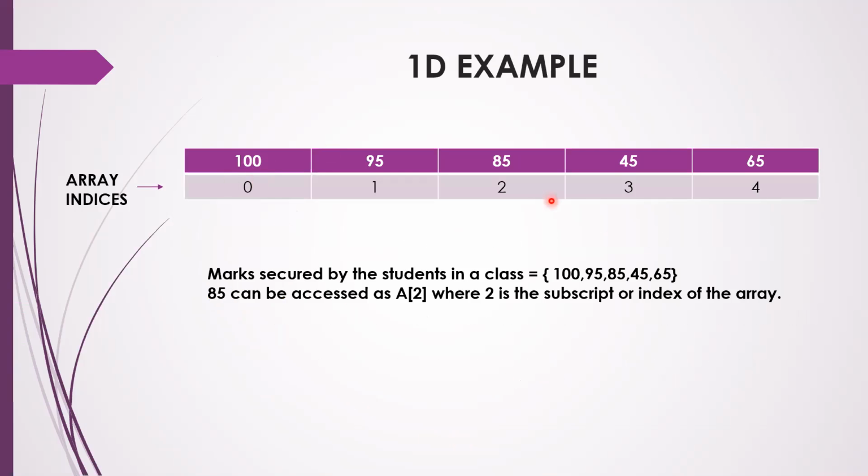For example, these are the marks of 5 students: 100, 95, 85, 45, and 65. They are stored in the locations 0, 1, 2, 3, 4. If I want to access the third student's mark, I have to give a of 2, where 2 is the subscript or index of the array. When I give a of 2, I get the value 85, which is stored in array location 2.